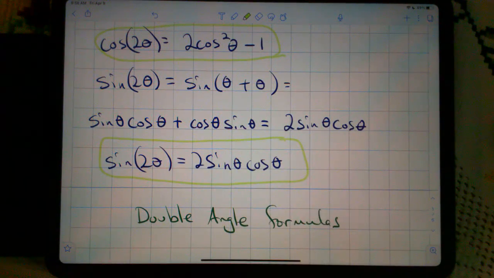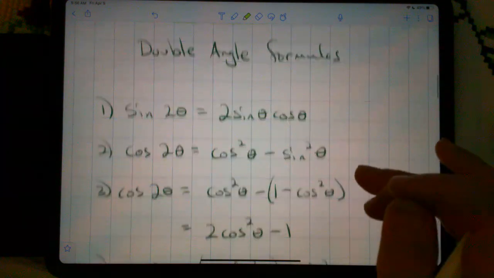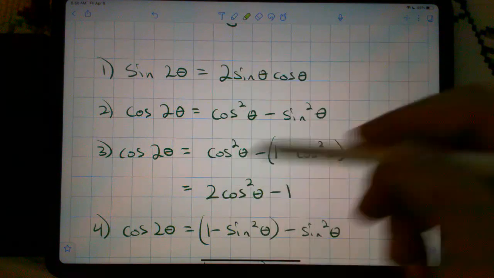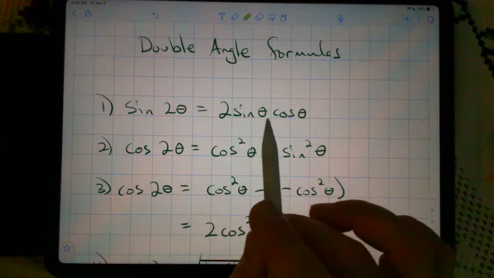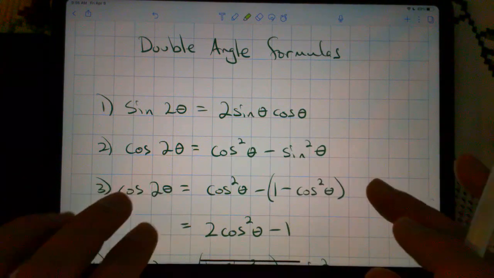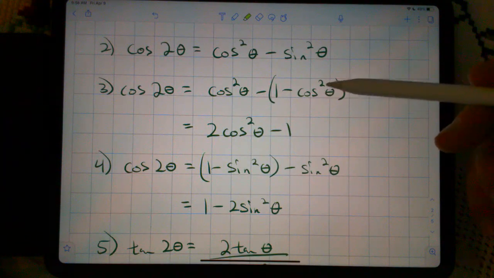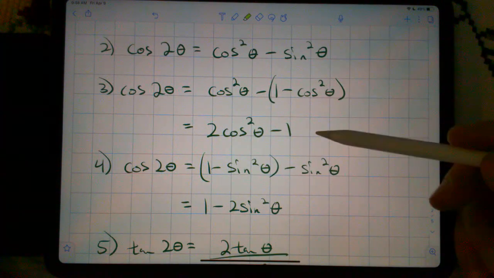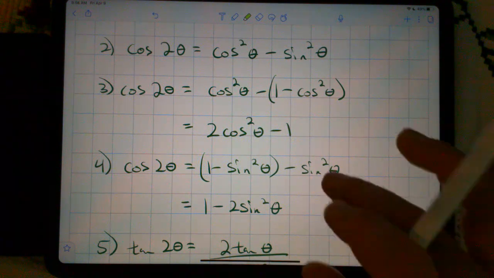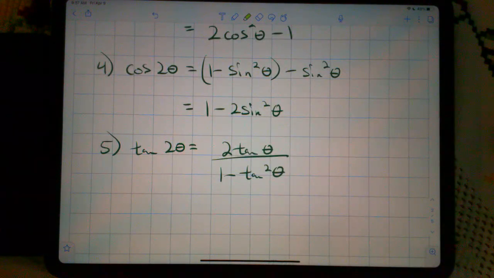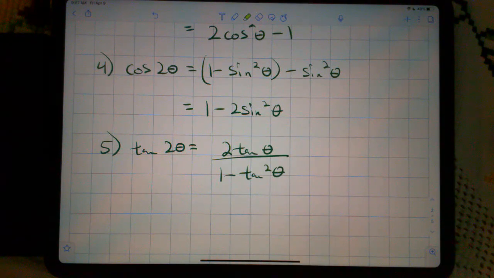Now for your double angle formulas, we can take any one of these. I'm sorry, the half angles, we can take any. So with the double angle formulas, sine 2 theta is 2 sine theta cosine theta. Cosine 2 theta is all three of these: cosine squared minus sine squared, 2 cosine squared minus 1, and 1 minus 2 sine squared. And then for the tangent, tangent 2 theta is 2 tangent theta divided by 1 minus their product.